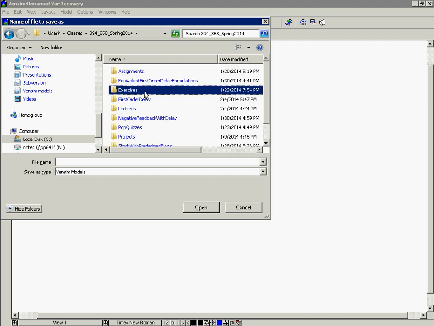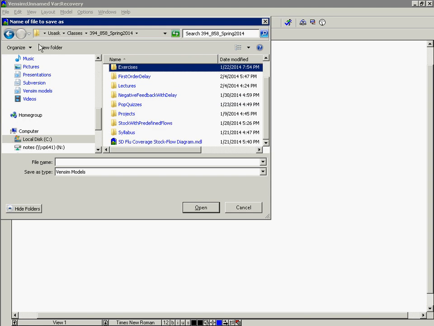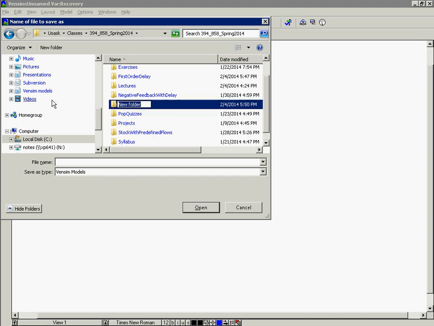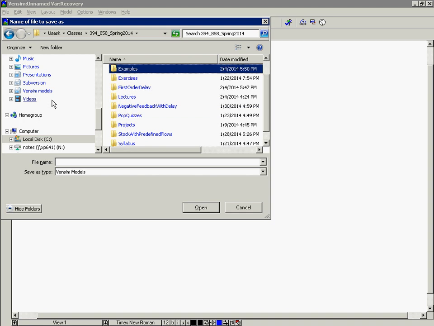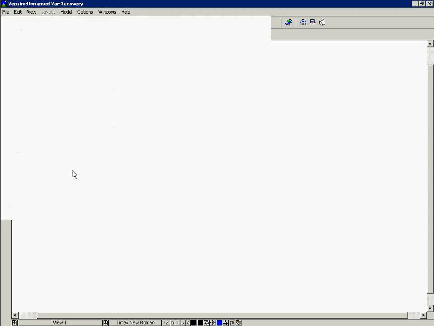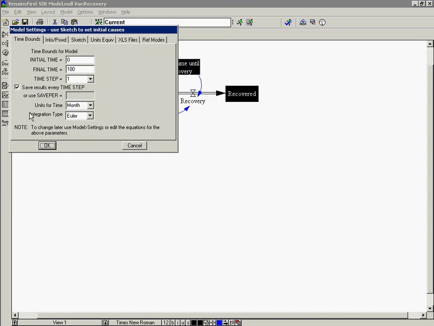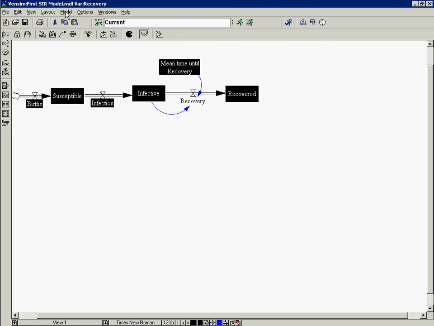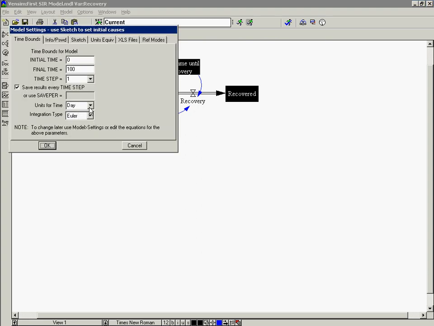Okay, let's create a new one. Examples. Okay, and I'll call it first SIR model, something like that. Okay, boom. And you'll notice I can pick here, once I've saved it, whether it's day or week or what have you. So I did model settings. It asked me if I want to save it. I saved it away. And then I picked time unit for time. It's to be day.